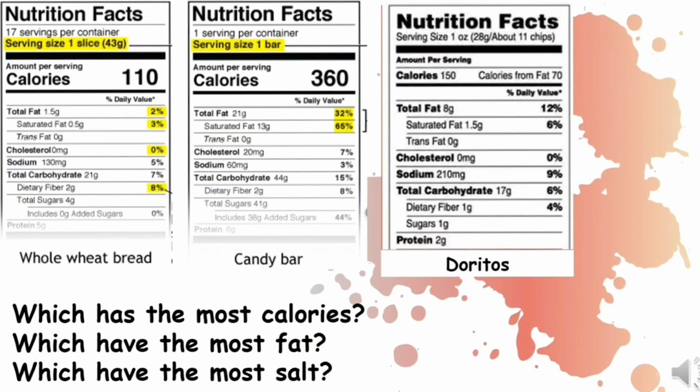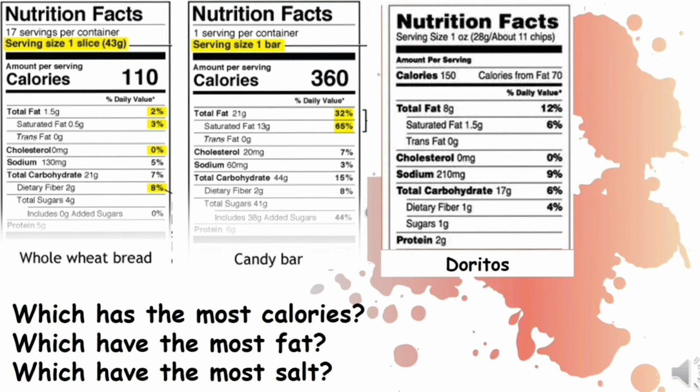Now here I have 3 food labels for you. The first one is whole wheat bread, the second one is the candy bar, and the third one is Doritos chips. Now, can you tell me which has the most calories? Yes, the candy bar. Because you have to look at the serving size also, okay? The whole wheat bread, one slice is 110. Here, just one bar is 360. And in the chips, about 11 chips, 1 ounce, it is 150.